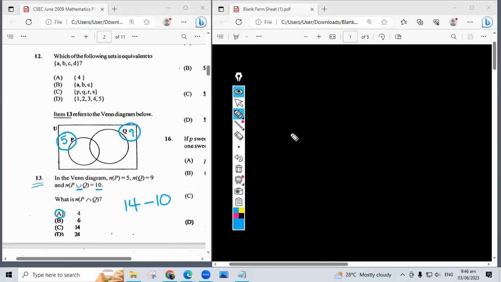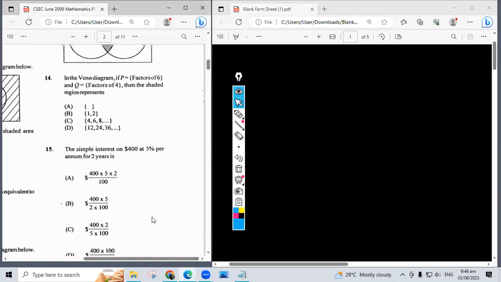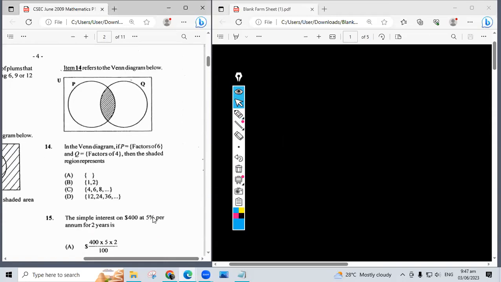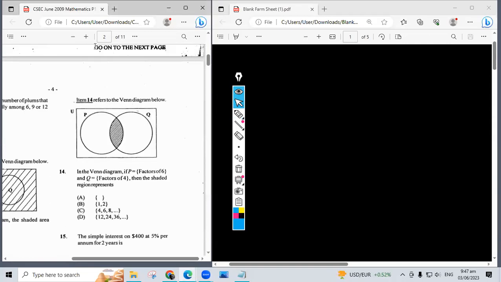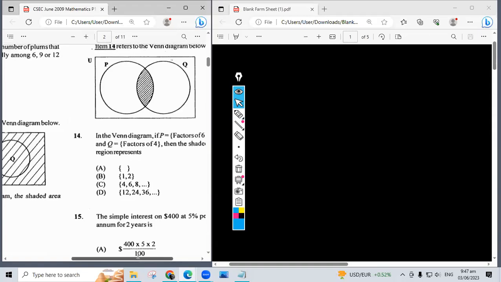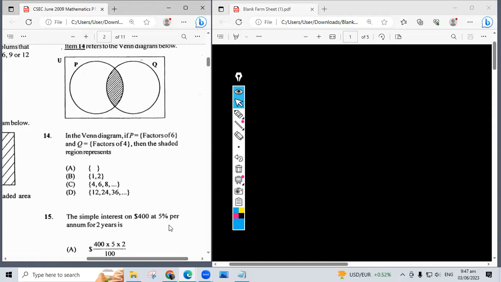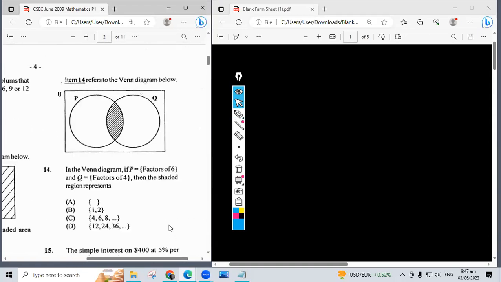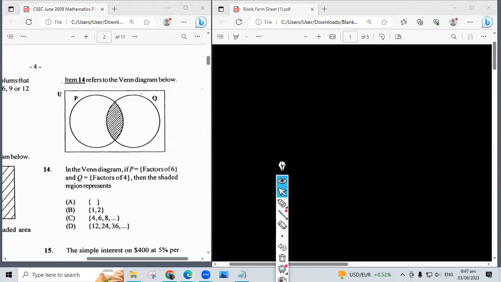All right, so let's move on. This is actually a form 3 question, to be honest. Oh, another Venn diagram. And yes, your multiple choice will be loaded with Venn diagram questions. All right, number 14, get started. Let me get started a little bit too. Just gears everything up.